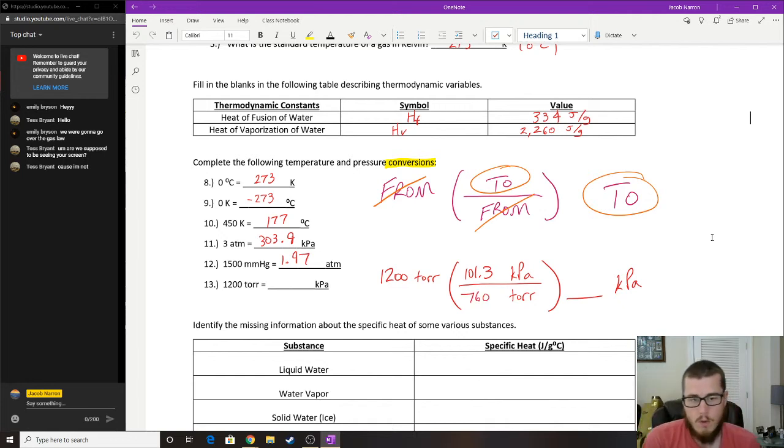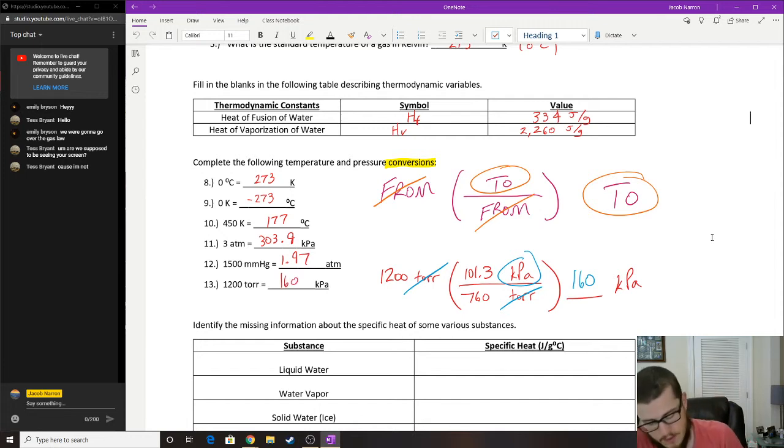So in your calculator, you would do 1200 times 101.3, enter, and then you divide that by 760. When you do it, you get 160 kilopascals. How do I know that I get kilopascals as my unit? Well, because torr just canceled, and I was left with kilopascals. Kilopascals did not get canceled out. So my answer is 160 kPa.